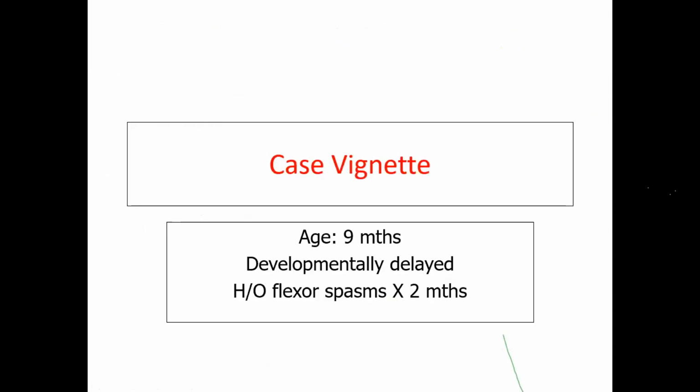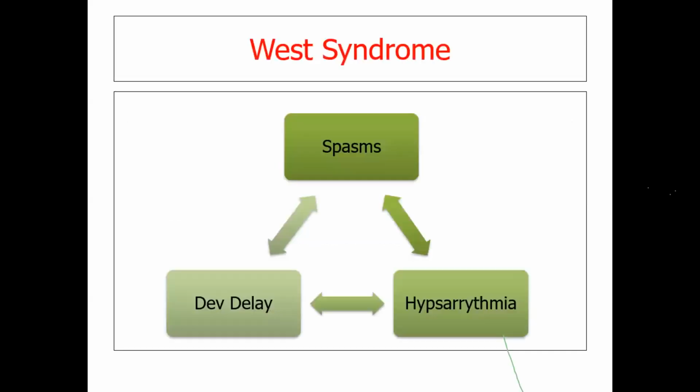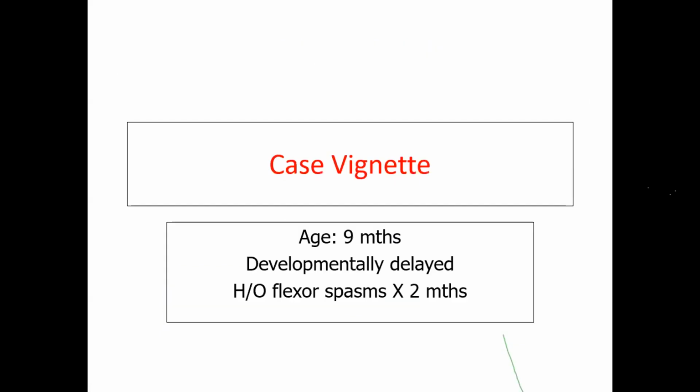Let's take another case, a 9-month-old baby who is developmentally delayed. The baby has flexor spasms. The baby has sudden jerky movements of the upper limbs and lower limbs. They occur in clusters, and these clusters are exacerbated when the child gets up from sleep or is going to sleep.